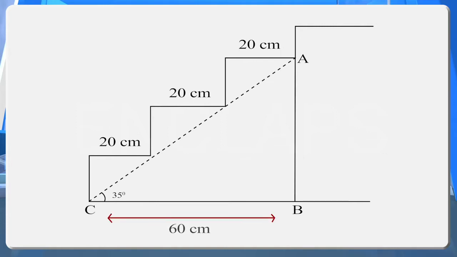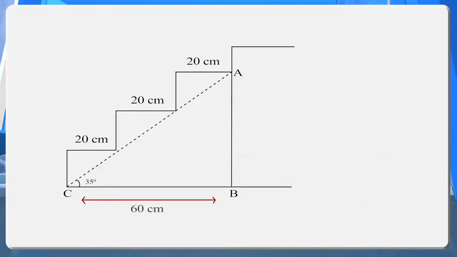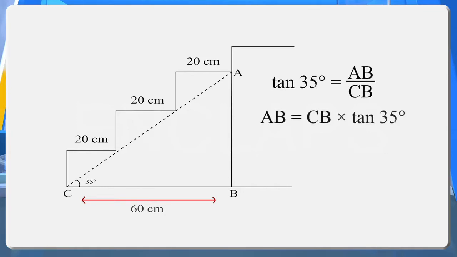Given that angle C equals 35, to find AB, tan 35 should be taken. So, tan 35 equals AB by CB. AB equals CB into tan 35, which equals 60 into tan 35, which is 0.7002. So, 60 into 0.7002, that is 42.01.